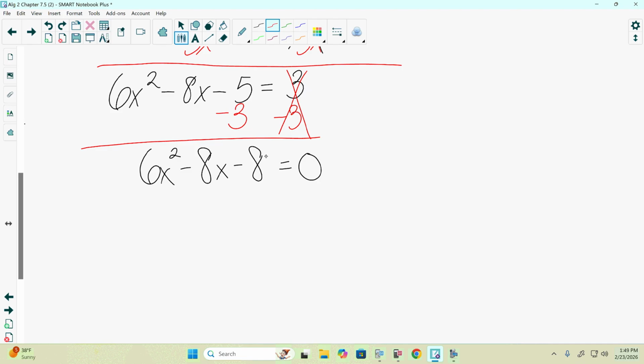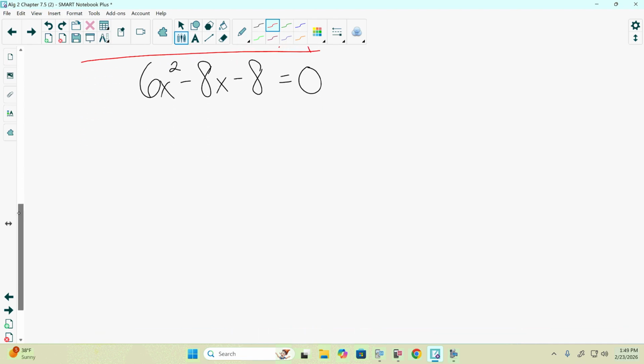Questions on how we got everything on the same side? So we have 6x squared minus 8x minus 8. Questions on how we got here? Now at this point, we need to solve for the value of x. And to do that, we're going to factor. And to factor this, the first thing we're going to look for is a greatest common factor. We're looking for a number or term that is in common with all three, that's divisible by all three.